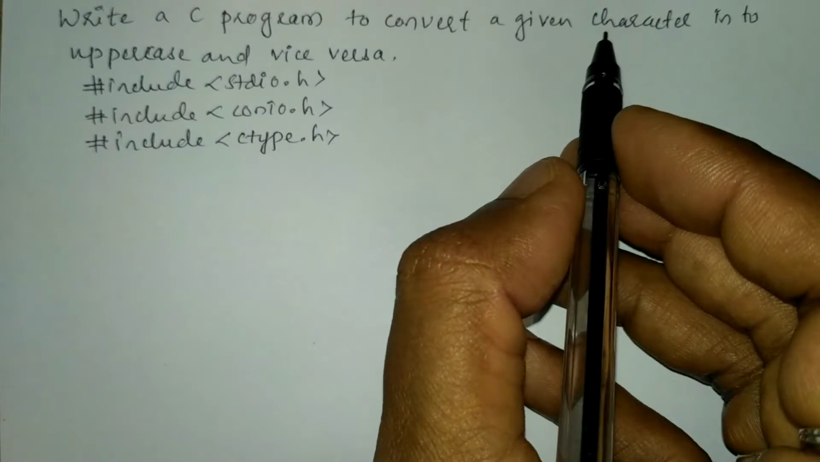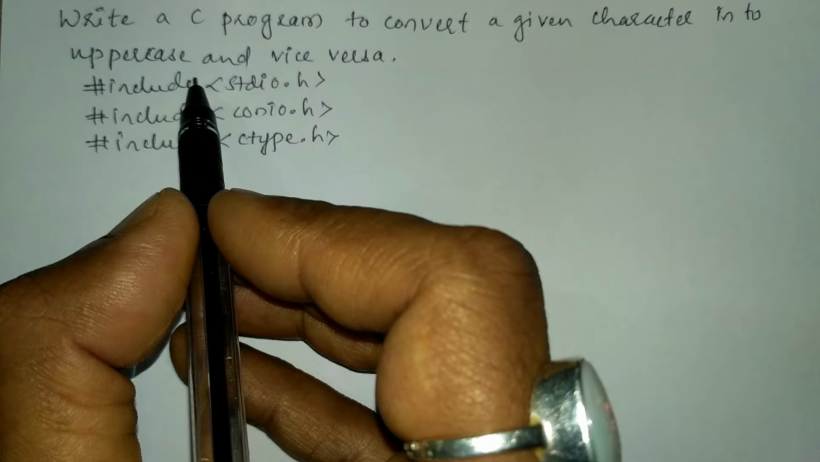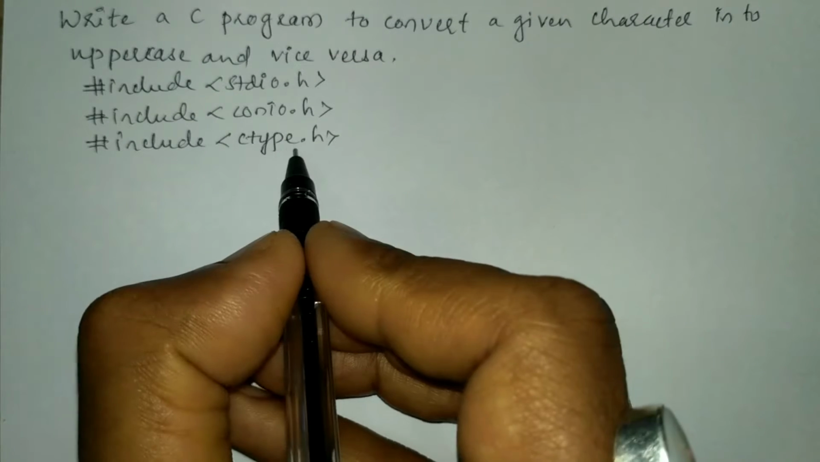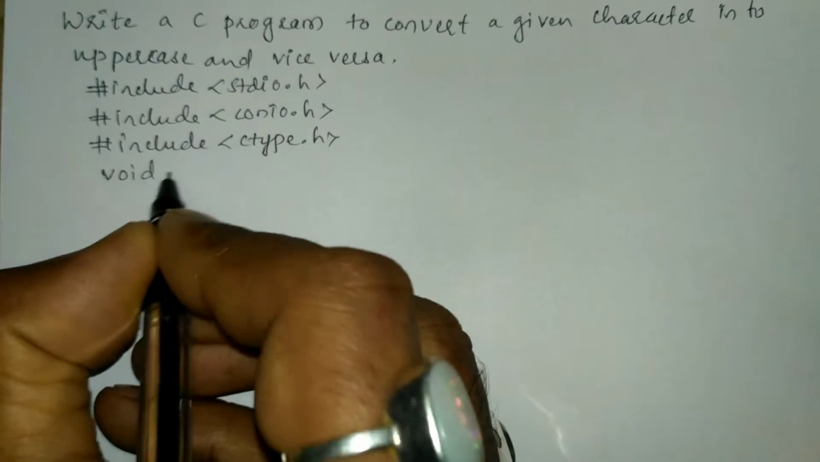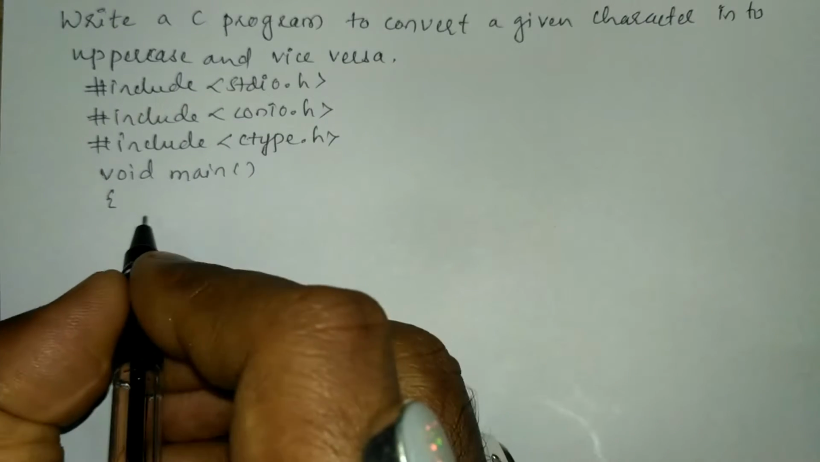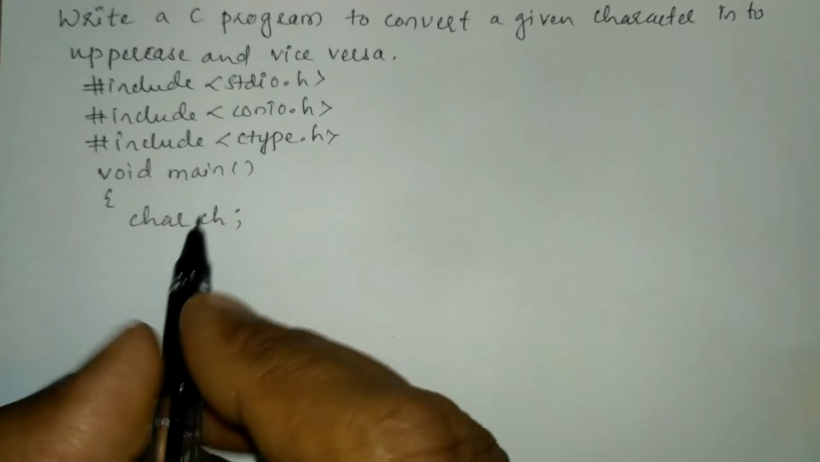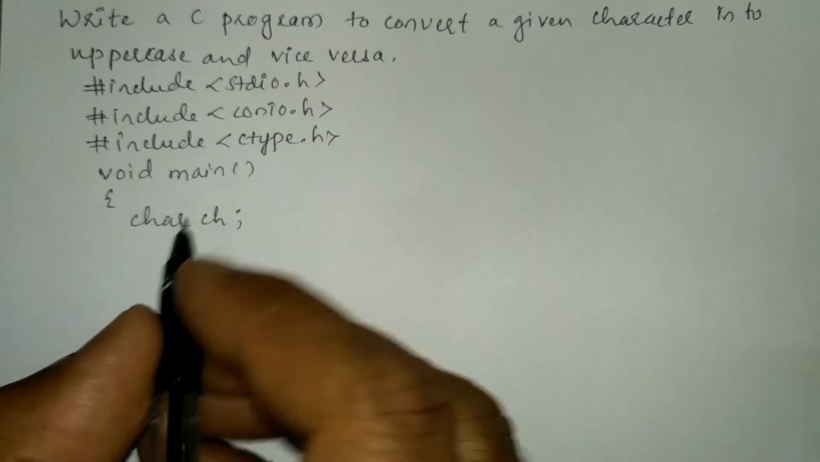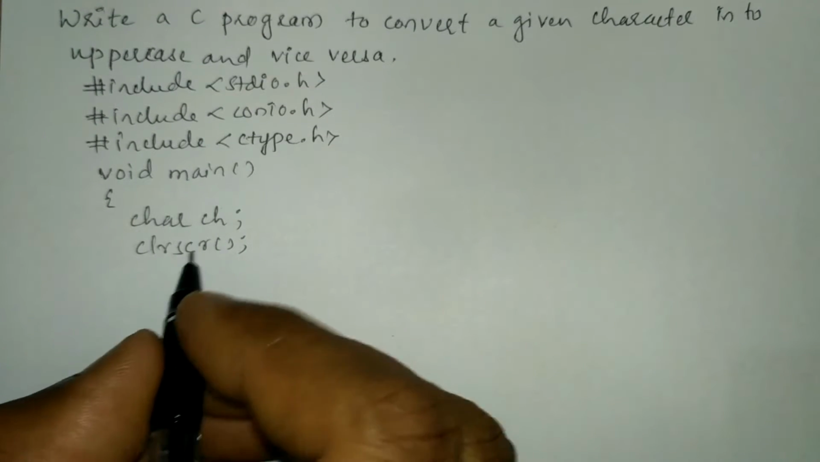So in order to identify whether the entered character is uppercase or lowercase, we have to use an inbuilt function present in this particular header file. Now let us write void main function, curly open brace, and here I'm going to declare one variable of type char. So ch is a variable, char is a data type. Next we'll write clrscr function, which is used to clear the screen.